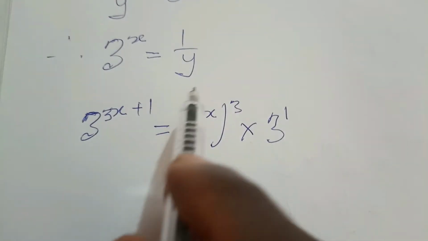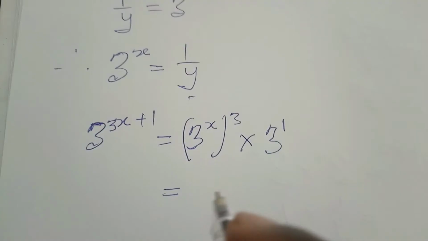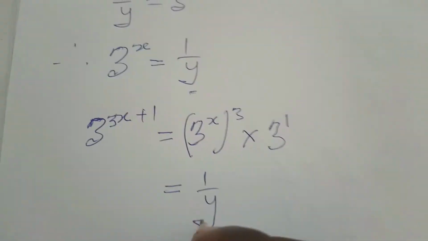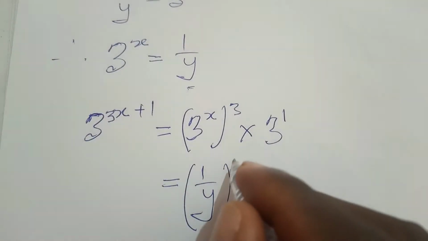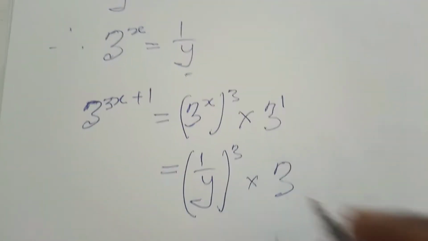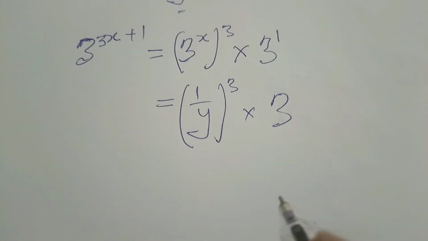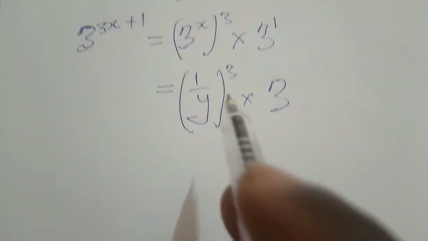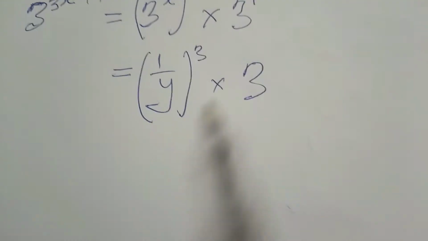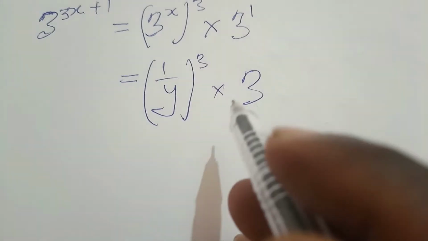Now we know 3 exponent x to be 1 over y, so we are just going to fix it there to give us 1 over y all cubed times 3. And we know that from one of the laws, it said when you are having a fraction carrying an exponent, the numerator will carry the exponent and the denominator also carry.